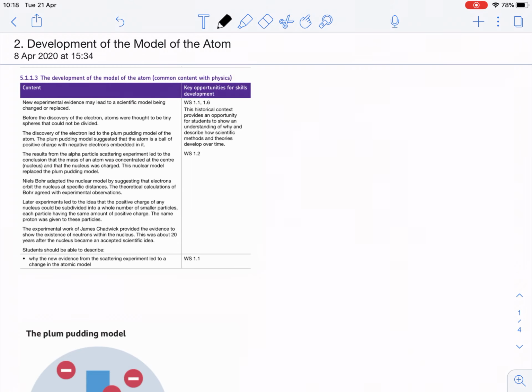Welcome to this video on the development of the model of the atom. This is for AQA Physics and Chemistry. First of all, I'm just going to talk you through some different aspects of what we're looking at here.